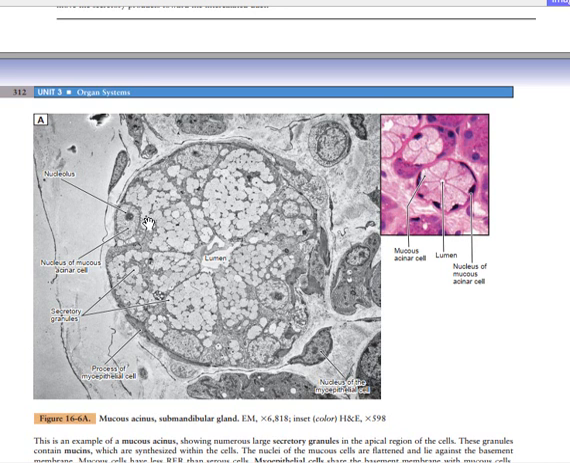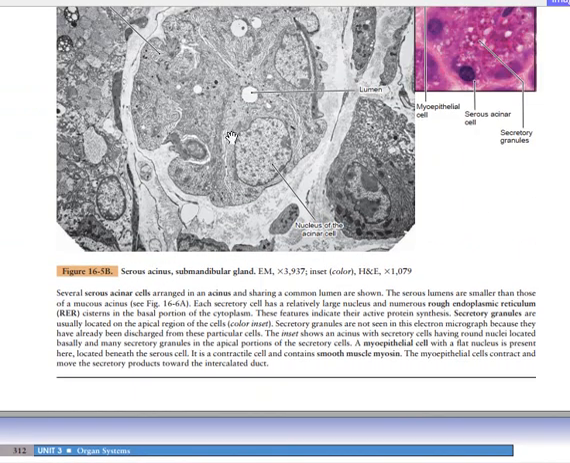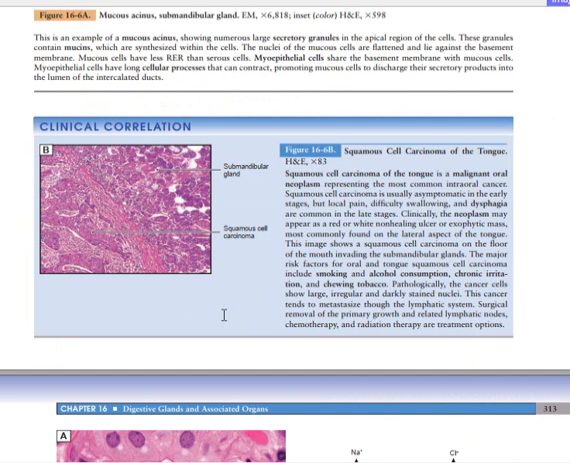And then the nuclei, you see that the nucleus of these cells is much more at the base, while in the case of serous cells, the nucleus can take up all the cell surface, and the granules are going to be more electron dense. While here the nucleus is much more at the base, and the granules are going to be electron lucent. It's going to be whitish or clear. Is it clear? Now the clinical correlation here is the squamous cell carcinoma of the tongue.